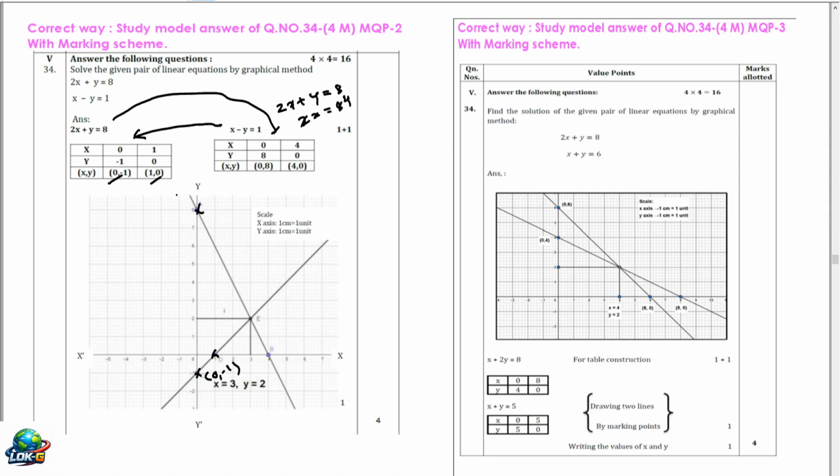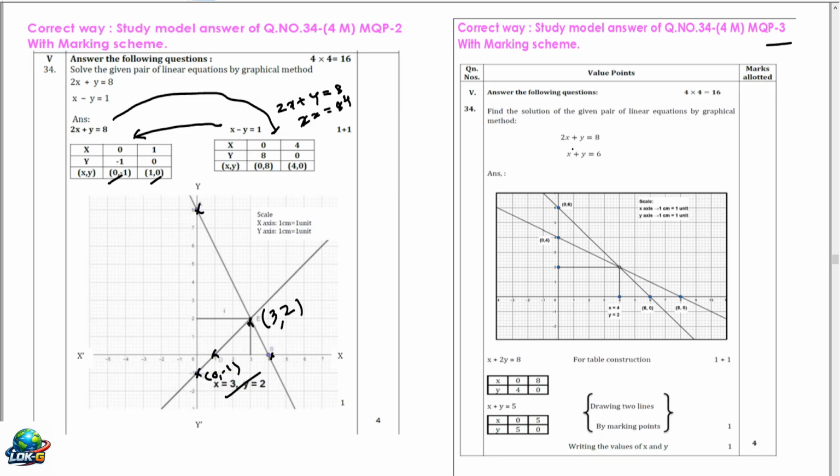You plot the graph at 8. Write the scale properly. And another point is 4, 0. Produce them. They will intersect at the point x is equal to 3 and y is equal to 2. Therefore, solution is x is equal to 3, y is equal to 2.